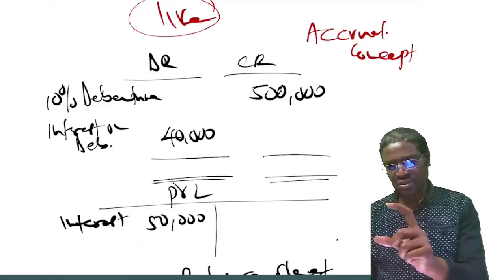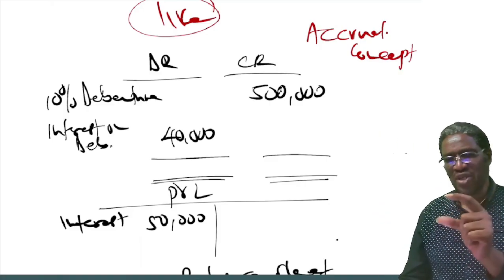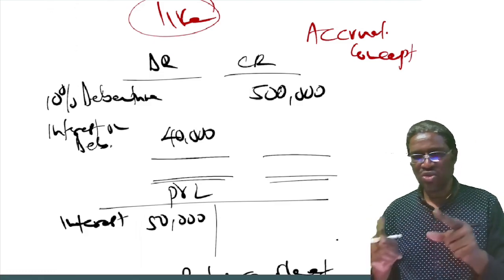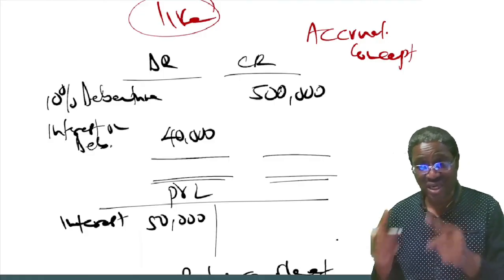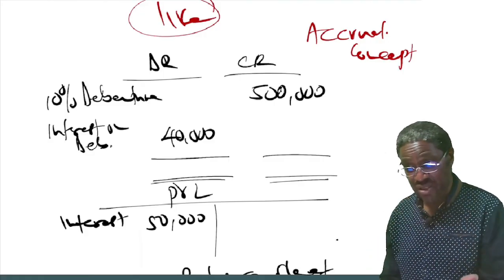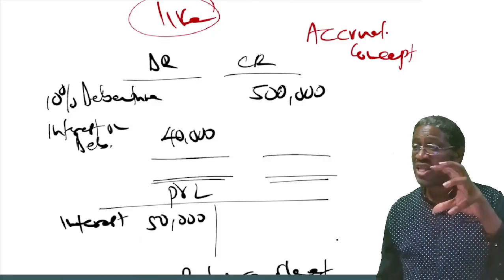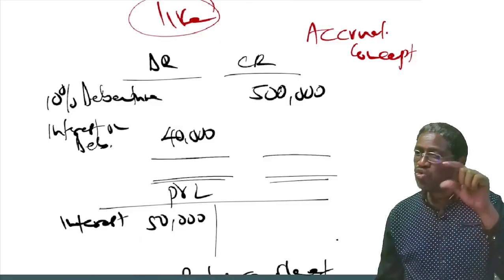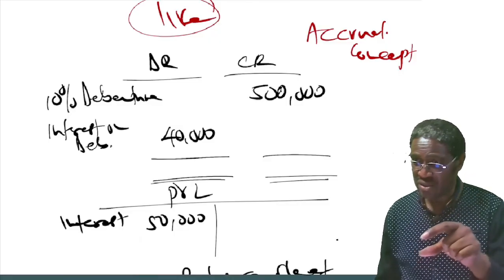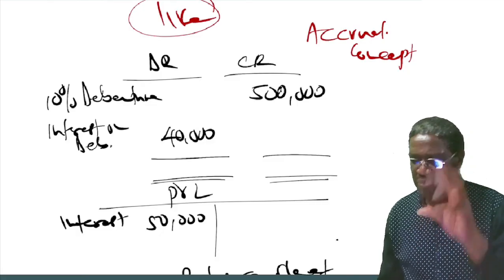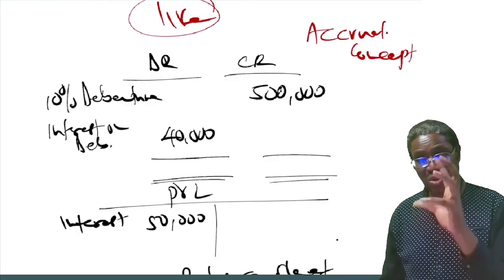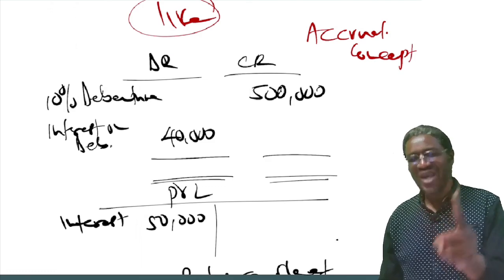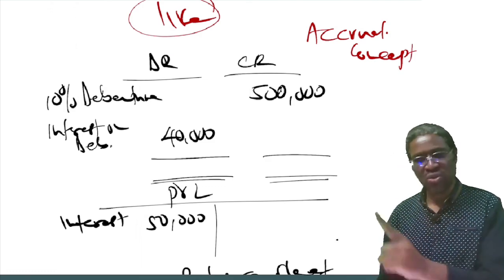That concept states that you as a company should recognize costs when they are incurred, but not when money is paid. When you're doing the income statement of your company for a particular year, you recognize the cost that was incurred in that year, irrespective of whether it has been paid or not. That's what we are calling the accrual concept.